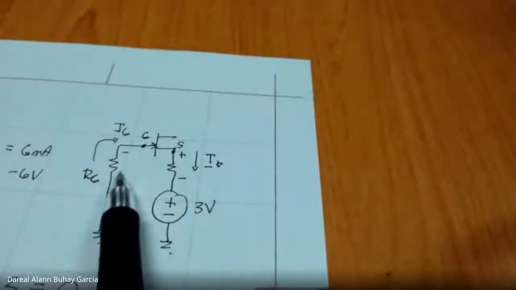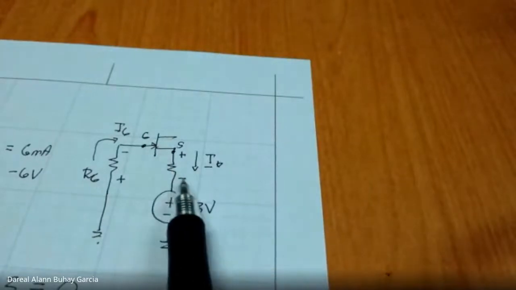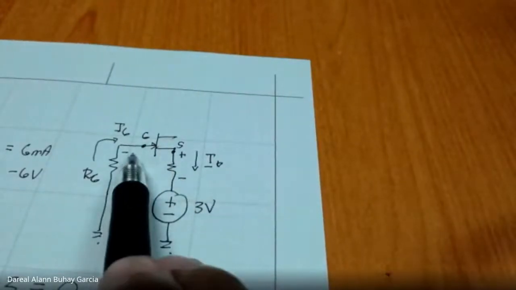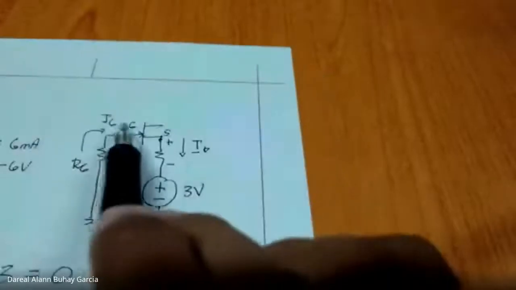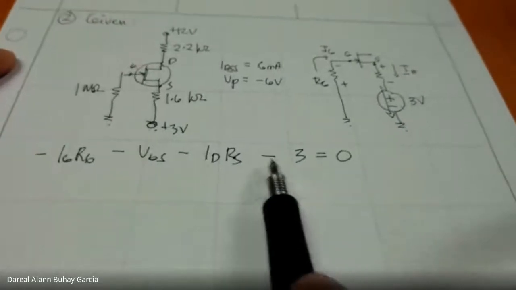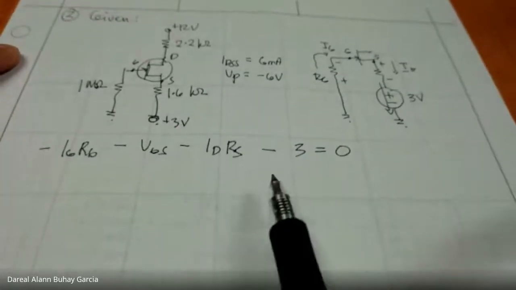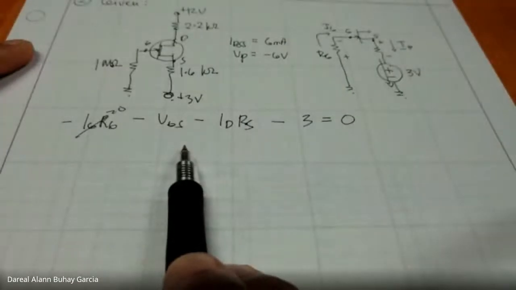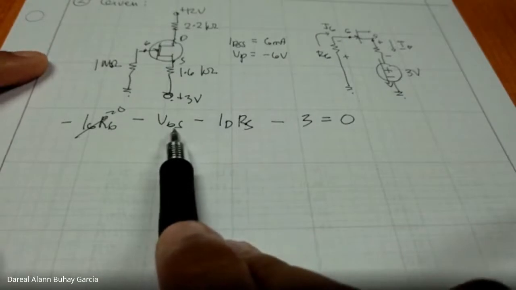So, IGRG minus VGS minus, kaysa minus man mo gawas tanan, minus IGRG minus IDRS minus 3. Okay. Kaya ang current na to, so negative man mo gawas. So, minus 3. So, just be careful. Okay? Kani IG is 0. Therefore, VGS is IDRS minus 3.